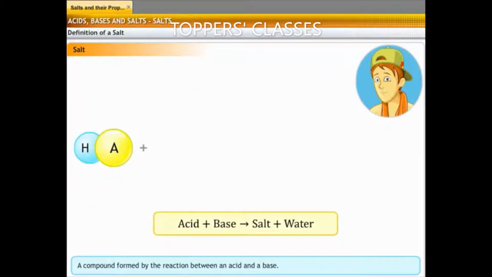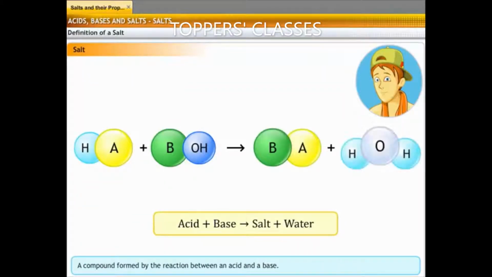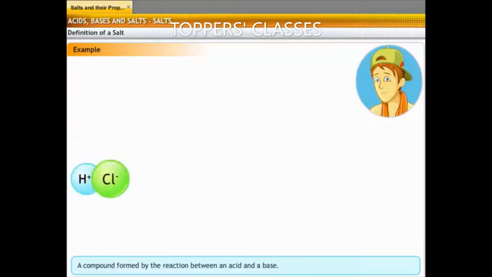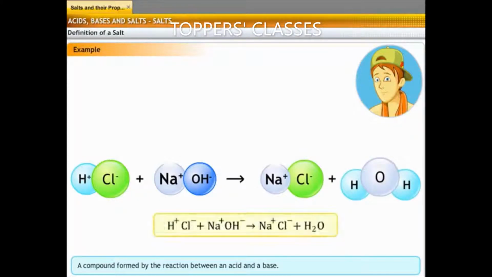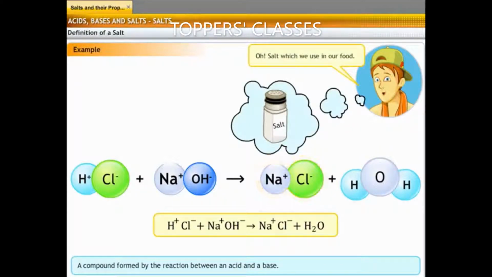The product of an acid reacting with a base is salt and water. From this, we define salt as a compound formed by the reaction between an acid and a base. This reaction is called a neutralization reaction. For example, when an acid like hydrochloric acid reacts with sodium hydroxide, which is a base, sodium chloride, which is a salt, is formed. Oh, salt which we use in our food?